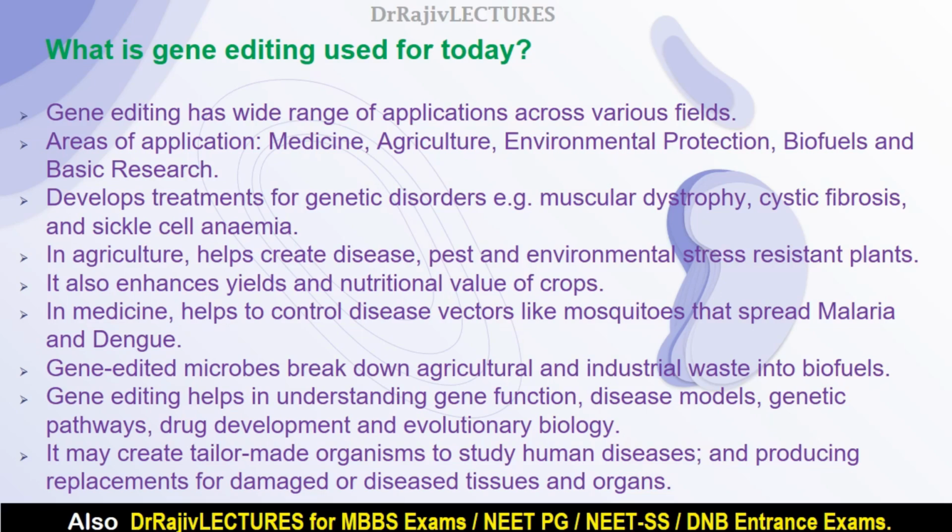Scientists use gene editing to understand the fundamental aspects of biology and genetics, including gene function studies, disease models, genetic pathways, drug development, and evolutionary biology. This can lead to new discoveries and innovations in biology, agriculture, and medicine, such as inserting a new gene to make organisms produce useful medicine, treating genetic diseases, creating tailor-made organisms to study human diseases, and producing replacements for damaged or diseased tissues and organs.